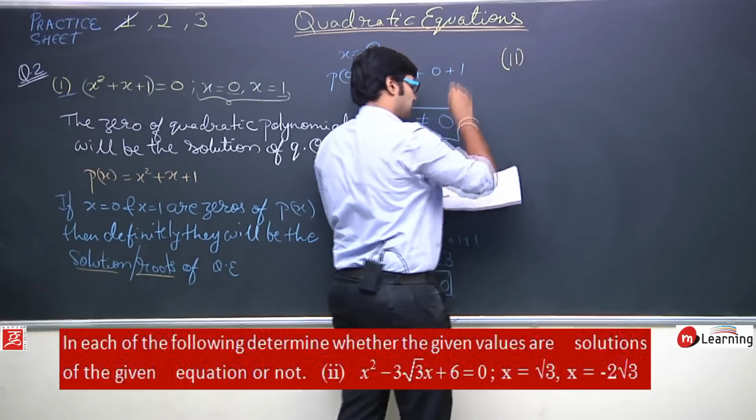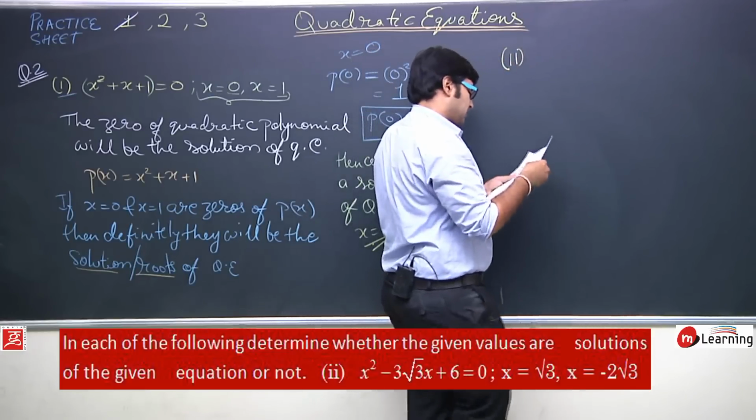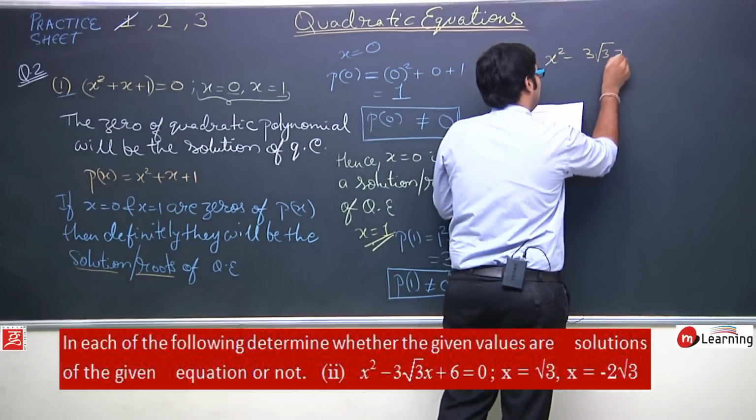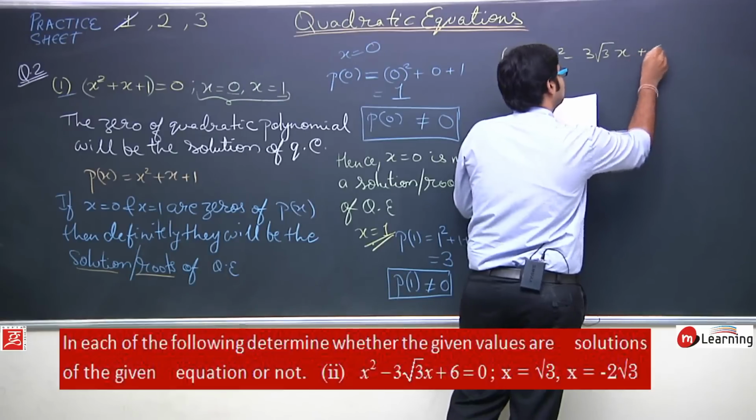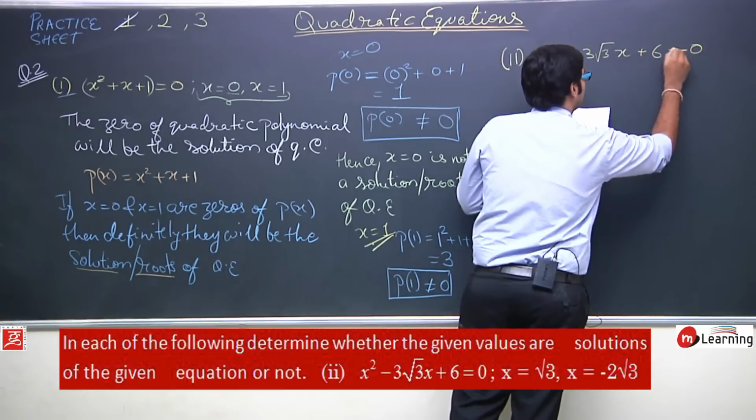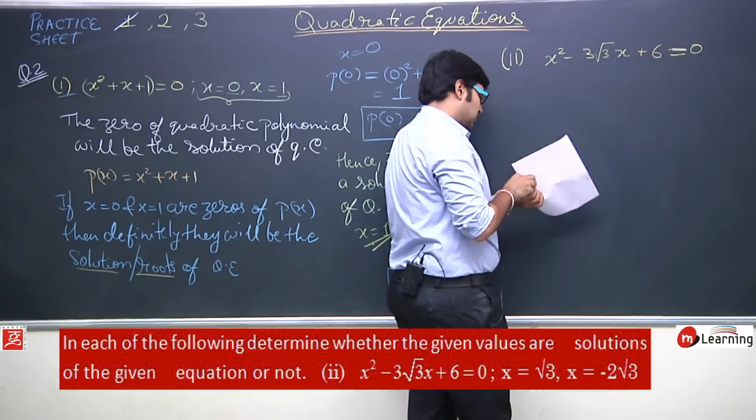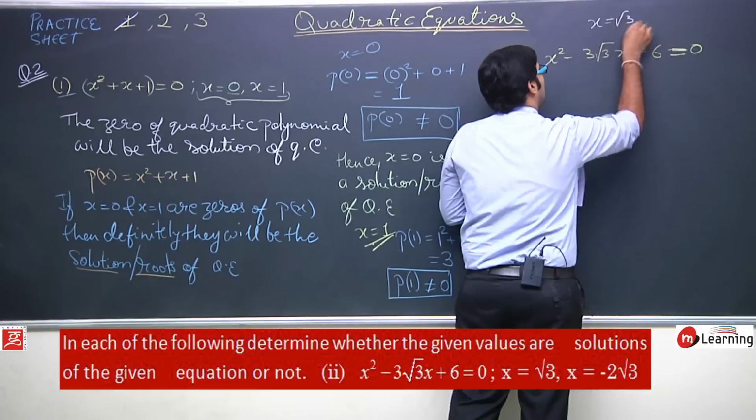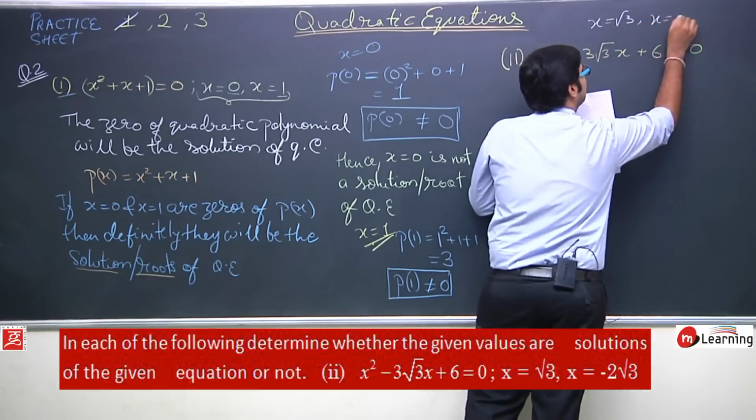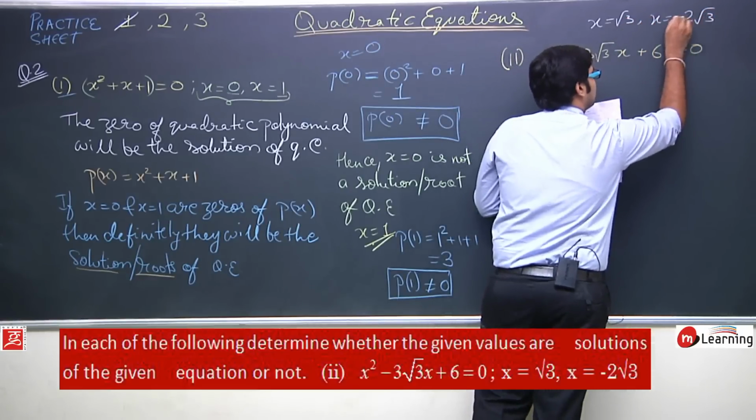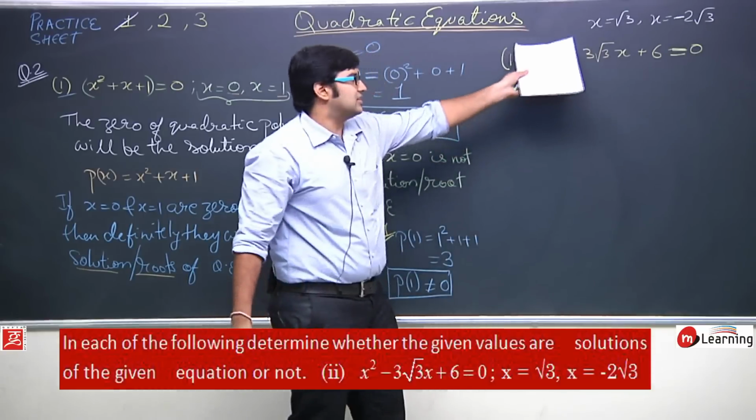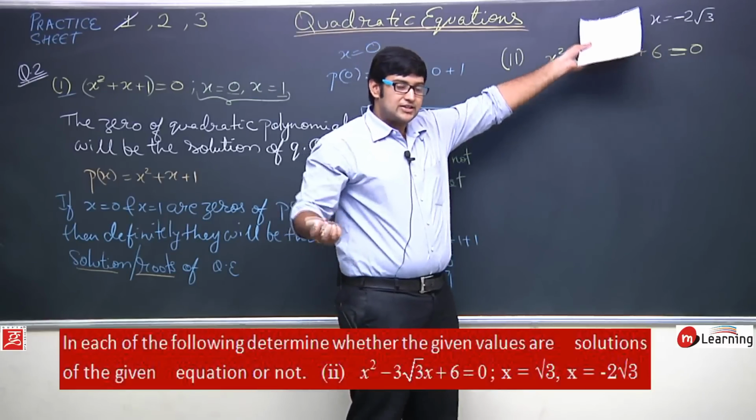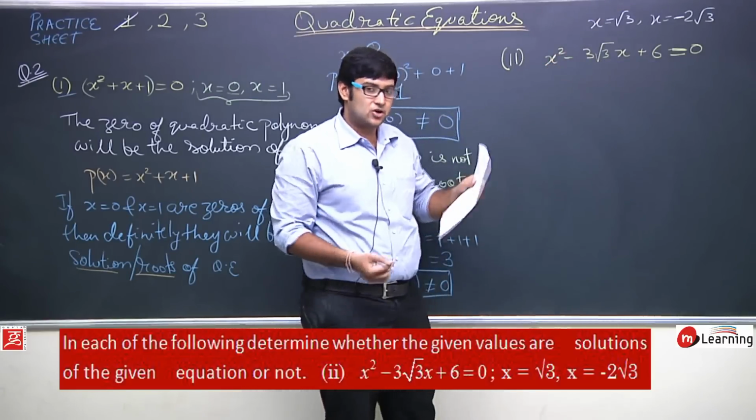Second part. The second part is x square minus 3 root 3 x plus 6 is equal to 0, and we have two values, x is equal to root 3 and x is equal to minus 2 root 3. So we need to check whether these two are the solutions of this quadratic equation or not, or whether these two are the roots of this quadratic equation or not.